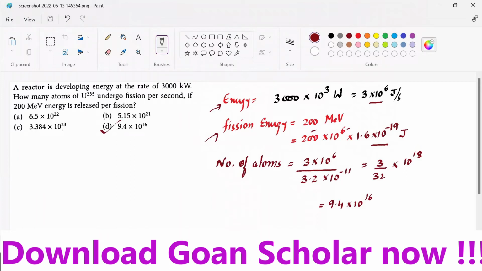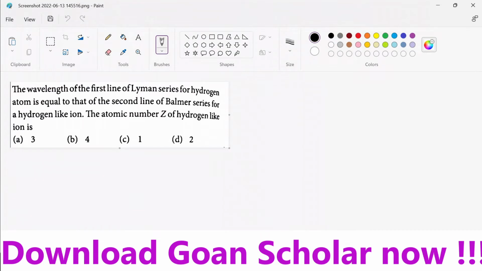Direct and simple question. Let's move to our question number 5. So question number 5 is over here. Okay. So question number 5, it says the wavelength of the first line of a Lyman series of hydrogen atom is equal to the second line of Balmer series of the hydrogen-like ion. The atomic number Z of hydrogen-like ion is how much? Very simple and direct question. Let me repeat again.